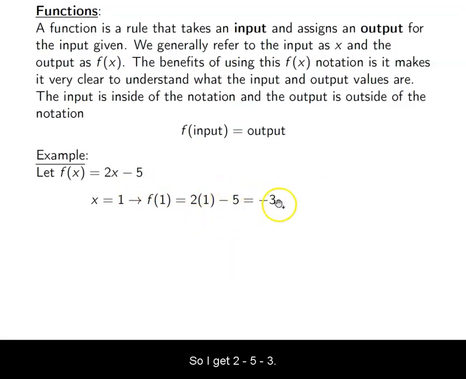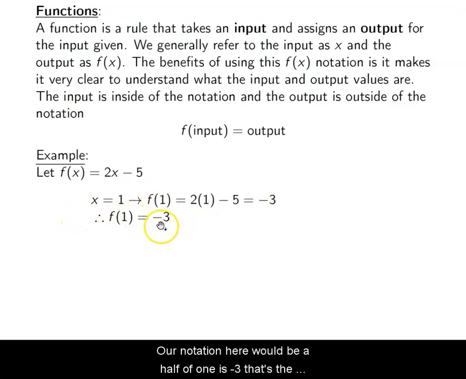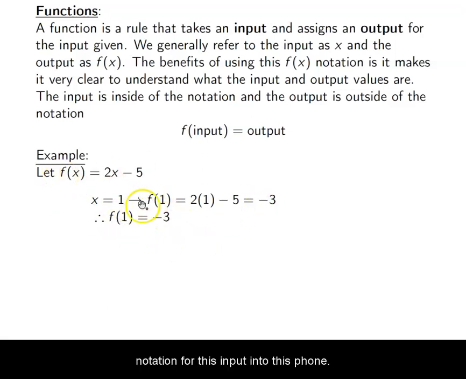Okay, and I know you're probably like, dang, Professor Williams, this is going super slow. It's okay, we'll build up momentum. We've got to start somewhere, right? So our notation here would be f of 1 is negative 3. That's the notation for this input into this function.